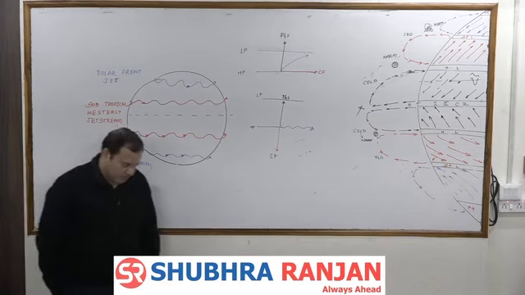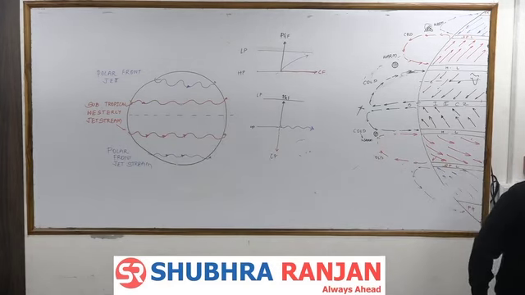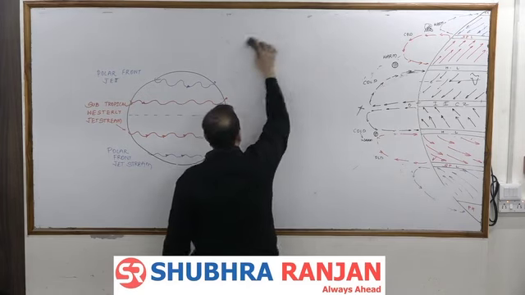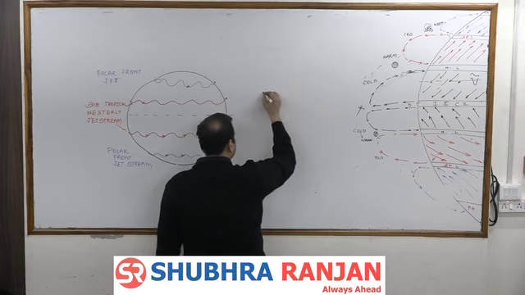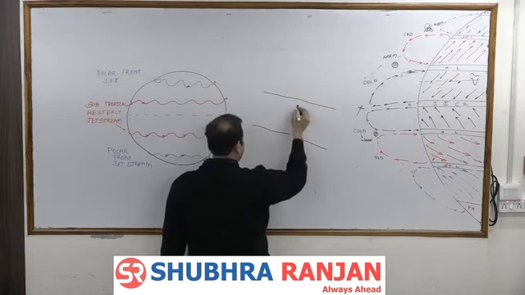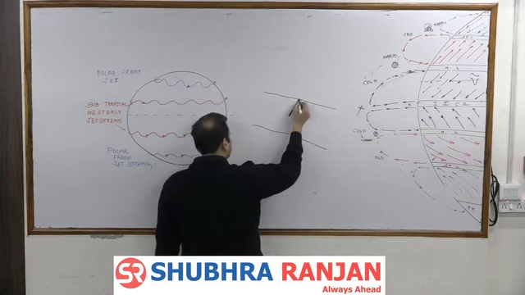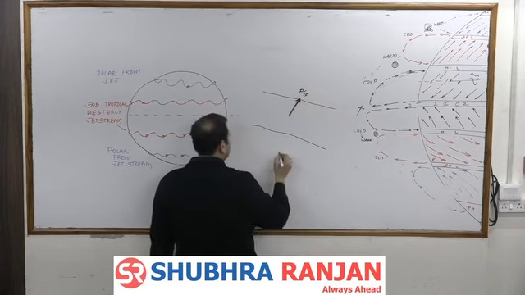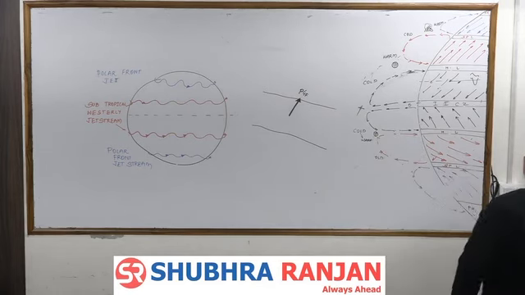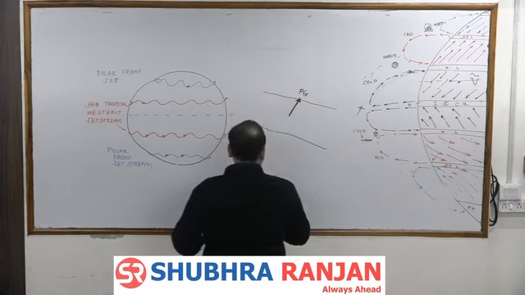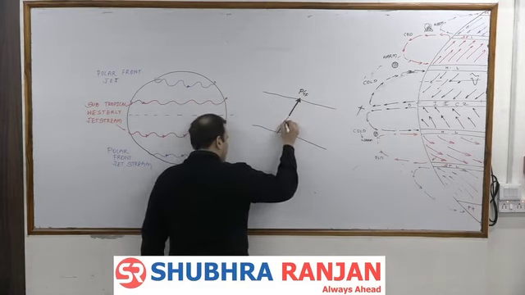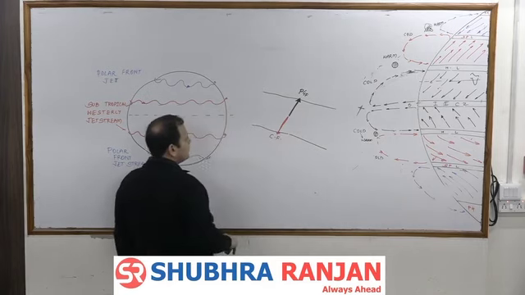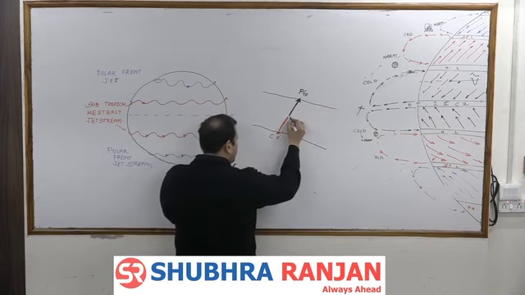But in the upper atmosphere, as the frictional force is absent, the speed of a wind increases, because of increase in the speed, the deflection or Coriolis force increases. The Coriolis force increases to such an extent.